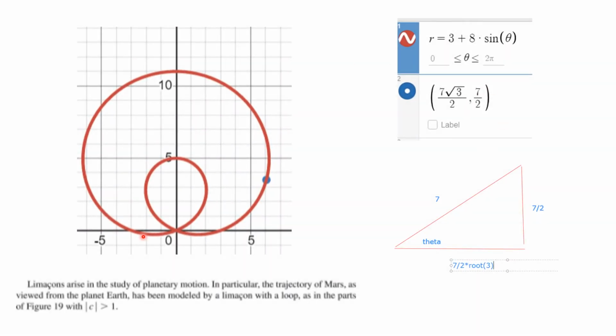I'm going to start by drawing a picture of this. And again, you should think about the graphs of these things as you're doing it. This ends up being a limacon, and it has one of these little loops in it.